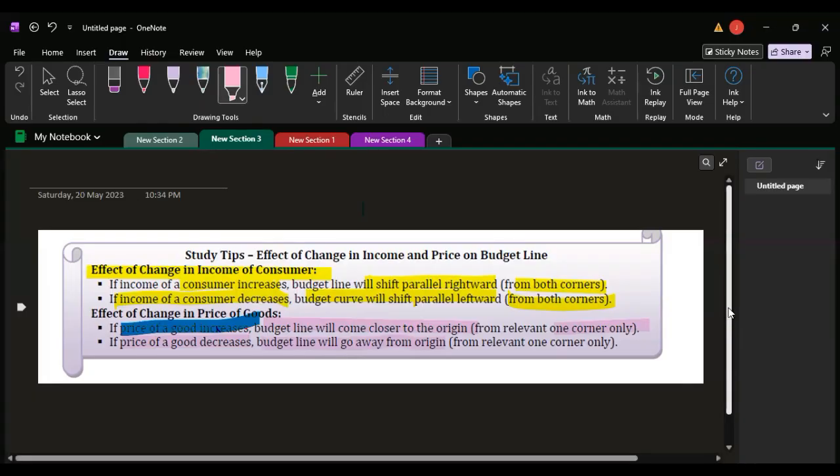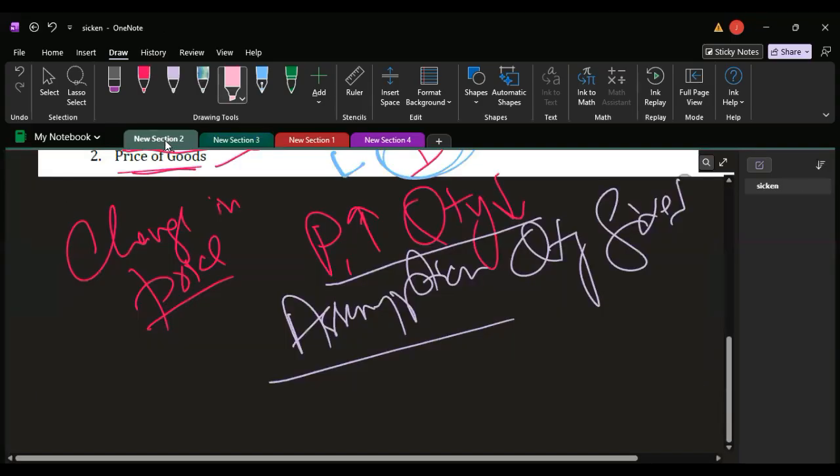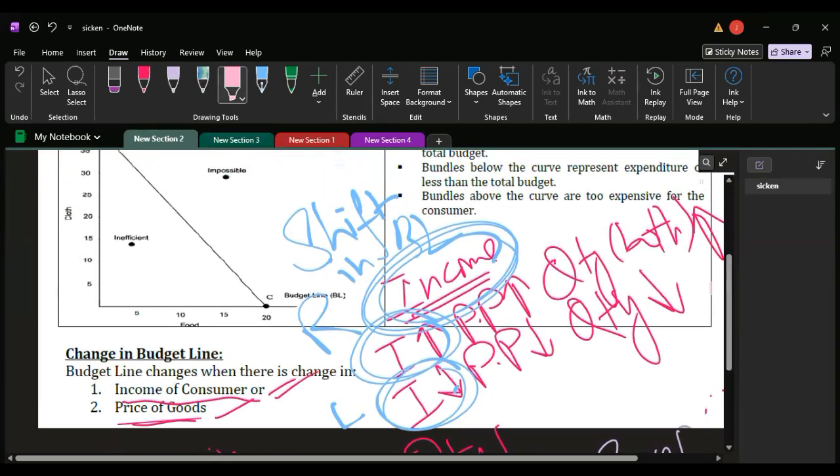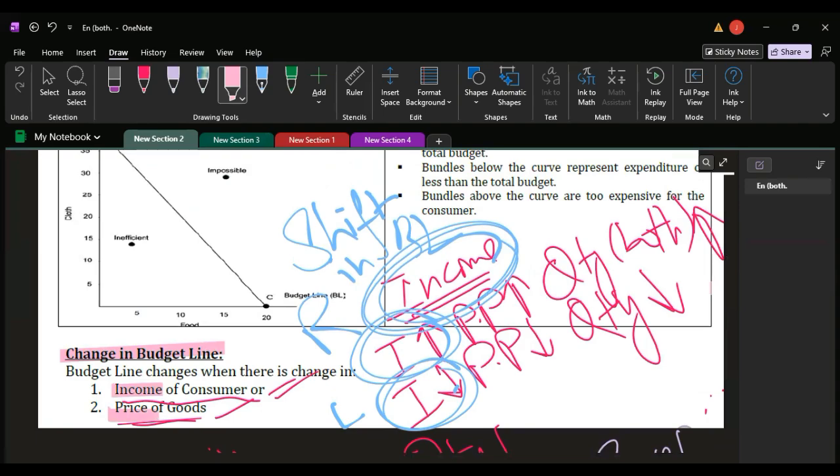So it was our class on the change in the budget lines due to income as well as the price of the product.